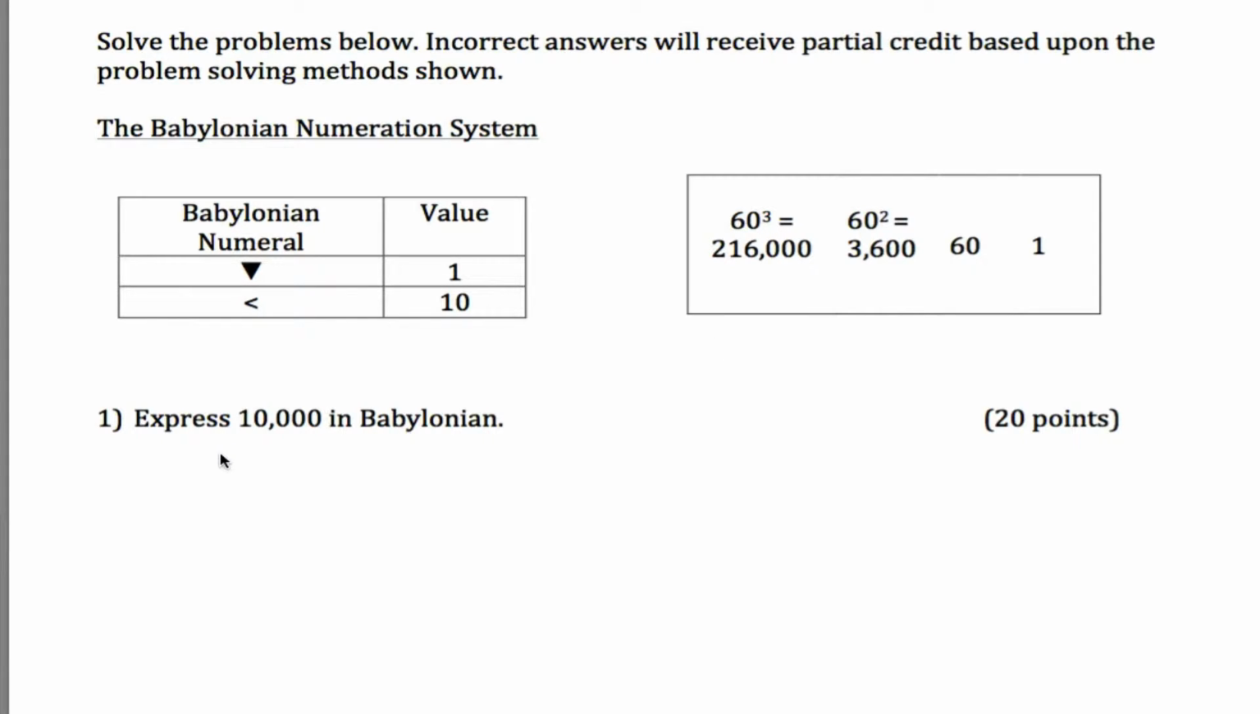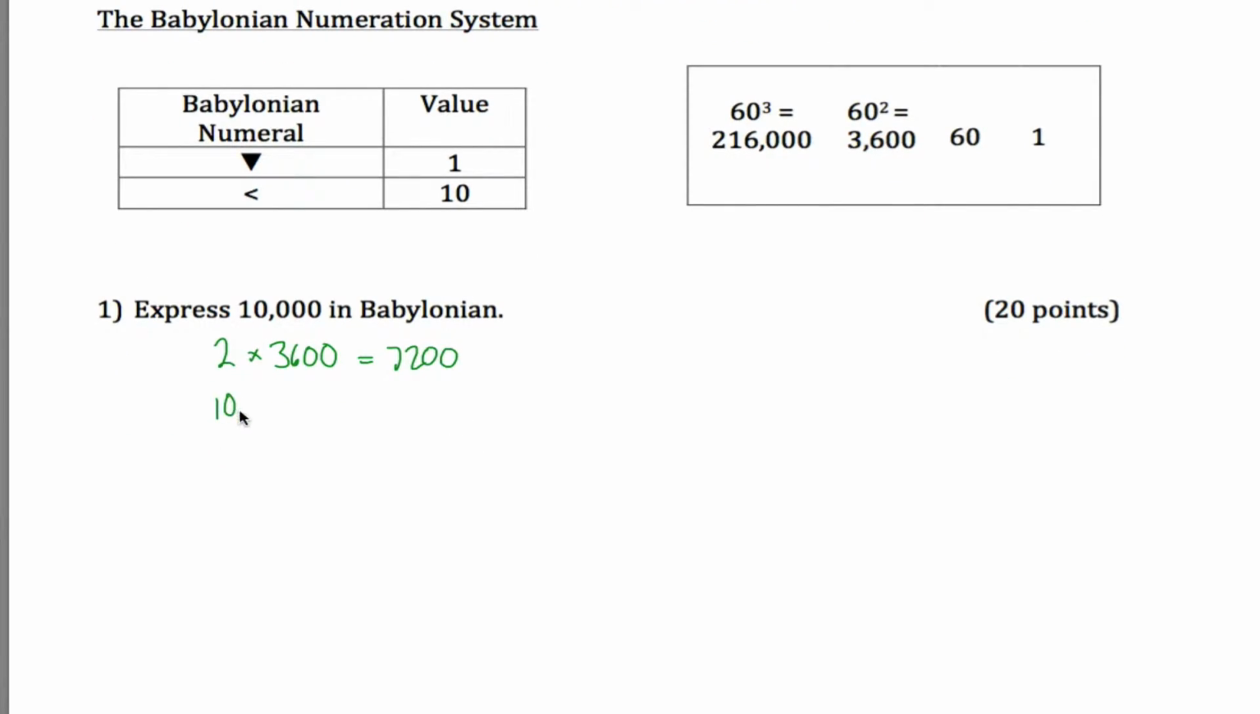So the way I think about it is I'm going to want 2 3600s, and that equals 7,200. So if I've used up 7,200 of my 10,000, then what I have left is 2,800. So in this column, I'm going to write 2. Sure, this could be my final answer over here. And the way I write 2 is just by making 2 of these little triangle guys, because each one counts as 1.